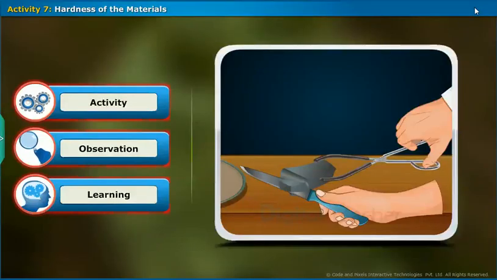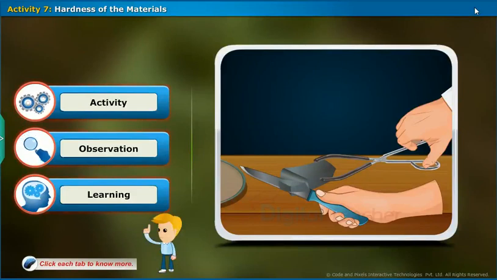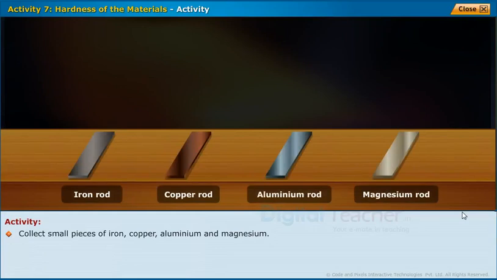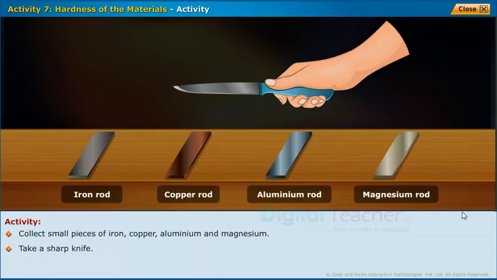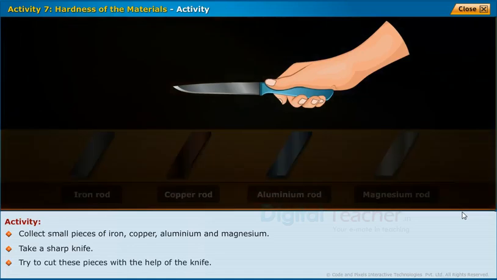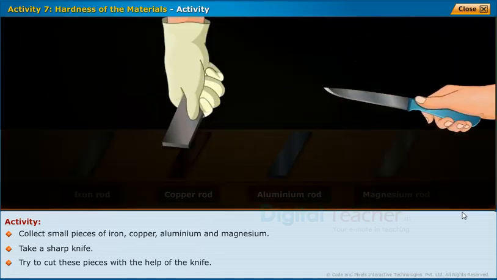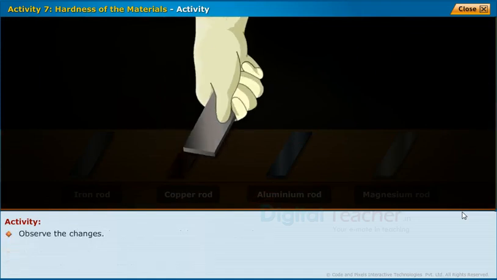Here we perform an activity to test the hardness of materials. Click each tab to know more. Collect small pieces of iron, copper, aluminium, and magnesium. Take a sharp knife. Try to cut these pieces with the help of the knife. Observe the changes.